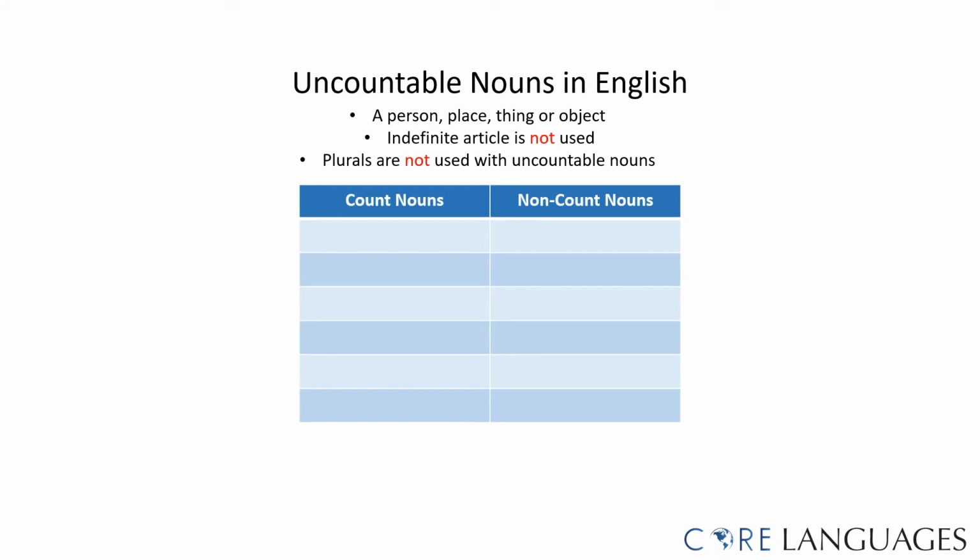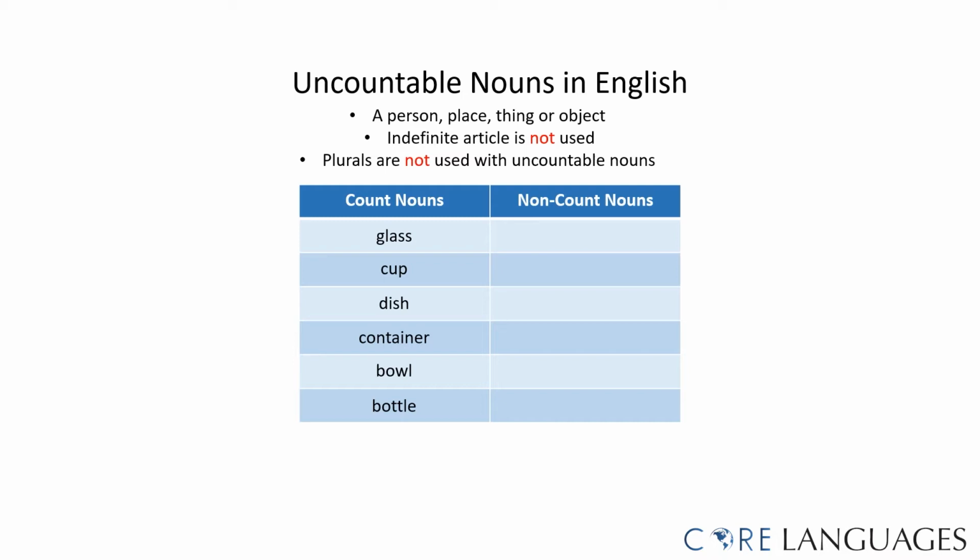Here are examples of countable nouns. For example, glass. We could say a glass or 2 glasses. A cup, 2 cups. A dish, 2 dishes. A container, 2 containers. A bowl, 2 bowls. A bottle, 2 bottles.